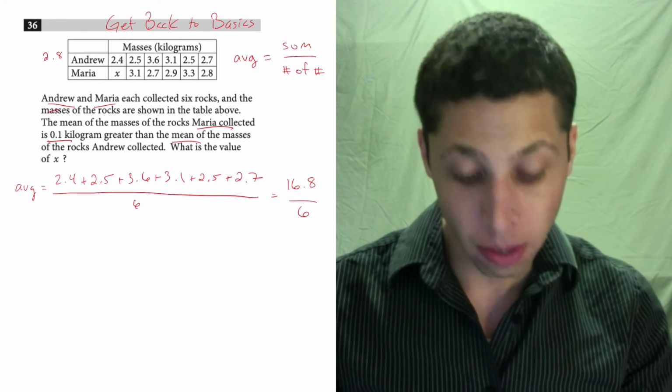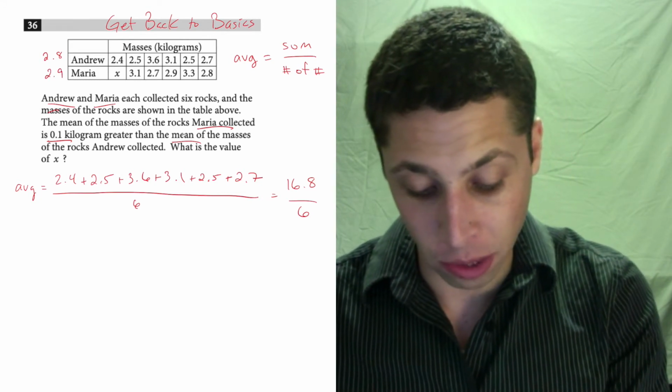Okay. The rest of the question tells us that Maria has an average, a mean, of 0.1 kilograms more than Andrew. So that means Maria's average is really easy. That's 2.9.